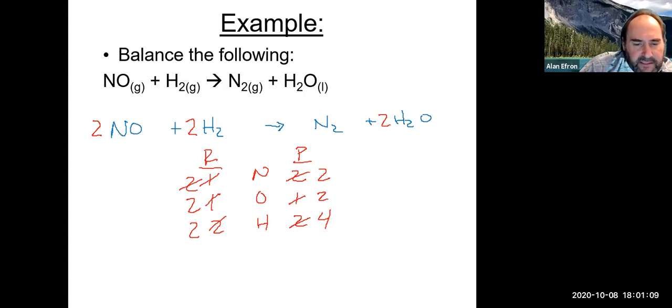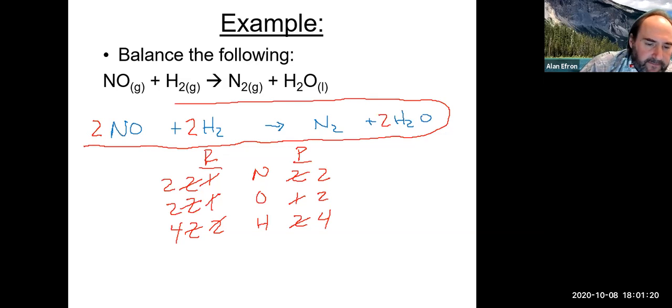So we then could go back to the other side and also put a 2 there. And that I think should do it for us. Two nitrogens, two oxygens, and 4 hydrogens. Any questions on that particular one there?